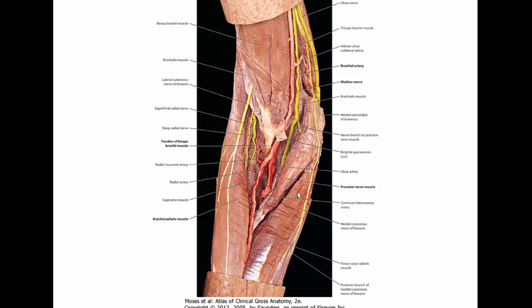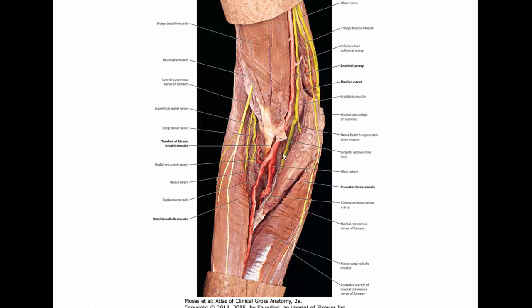Here's the cubital fossa in a cadaveric dissection. Here's the biceps brachii muscle. Here's the brachialis muscle. The lateral cutaneous nerve of the forearm, so the termination of the musculocutaneous nerve, is right here. The tendon of the biceps brachii is here. Here is the ulnar artery. Here is the radial artery. So this here is the brachial artery coming all the way down here. Here's one of your recurrent, or actually collateral arteries up here, the inferior ulnar collateral artery.